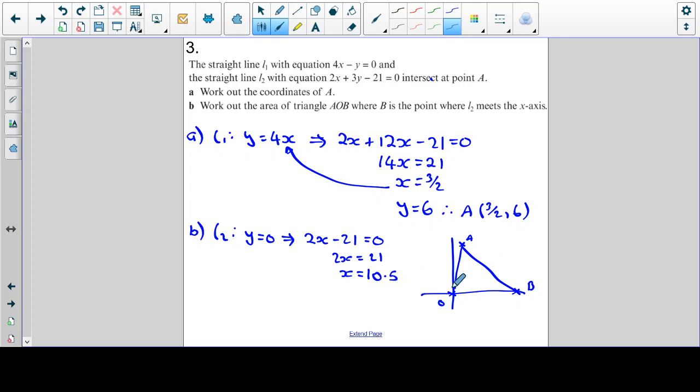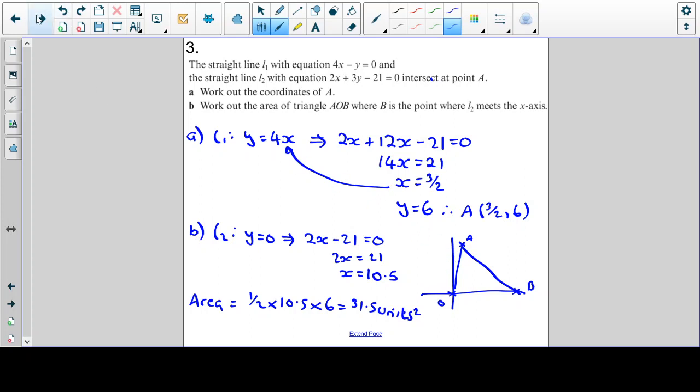So we simply have to do half of base times height. Our base is 10.5 from the origin over to B. And the height of it is just how high A is up, which is 6. So that's 3 lots of 10.5, 31.5 units squared. Don't know what the units are, but because it's an area, we should say that it's units squared.